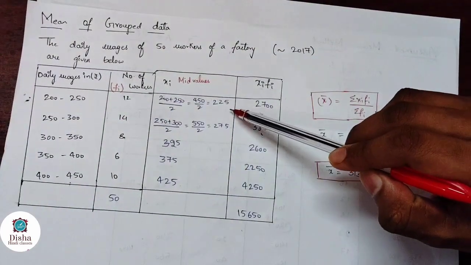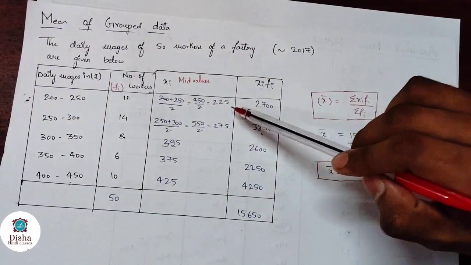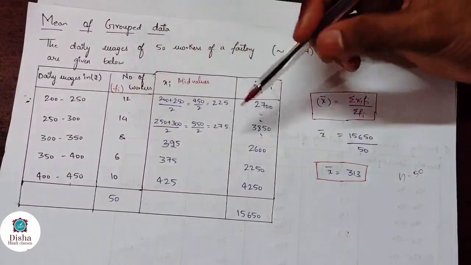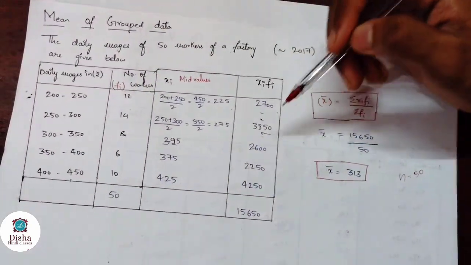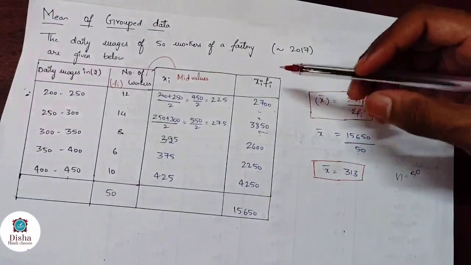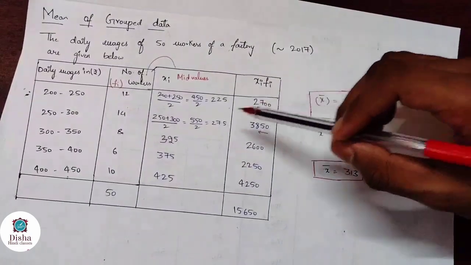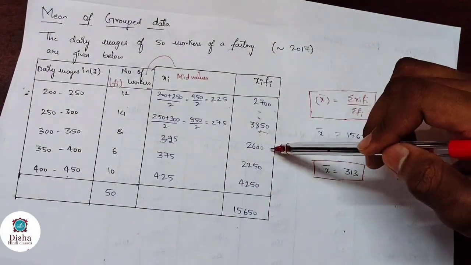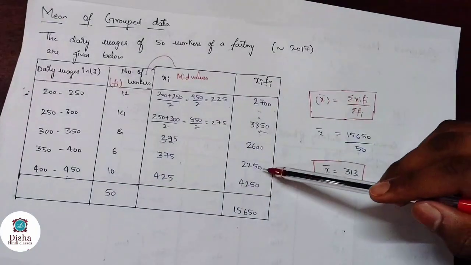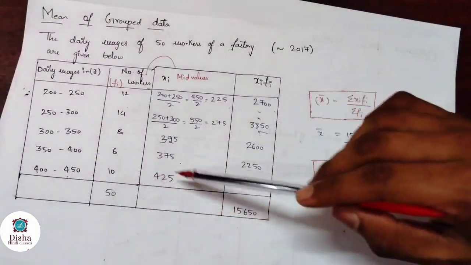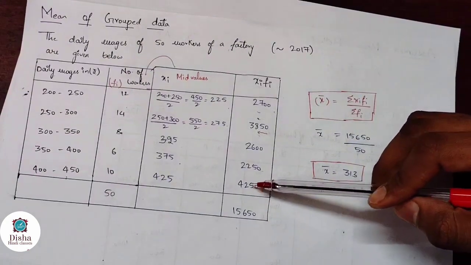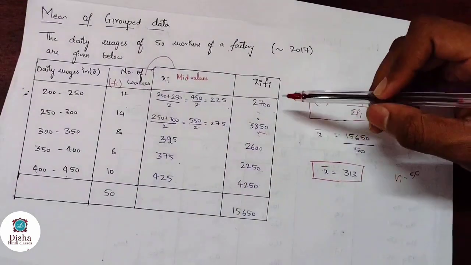So 12 is the frequency and the mid value is 225. So 12 into 225 would be 2700. Then 14 into 275 is 3850, right? Frequency into mid value will give us the xi fi. So 8 into 325 will be 2600. Then we'll be multiplying 6 into 375, that will give us 2250. Then 10 into 425 equals 4250.